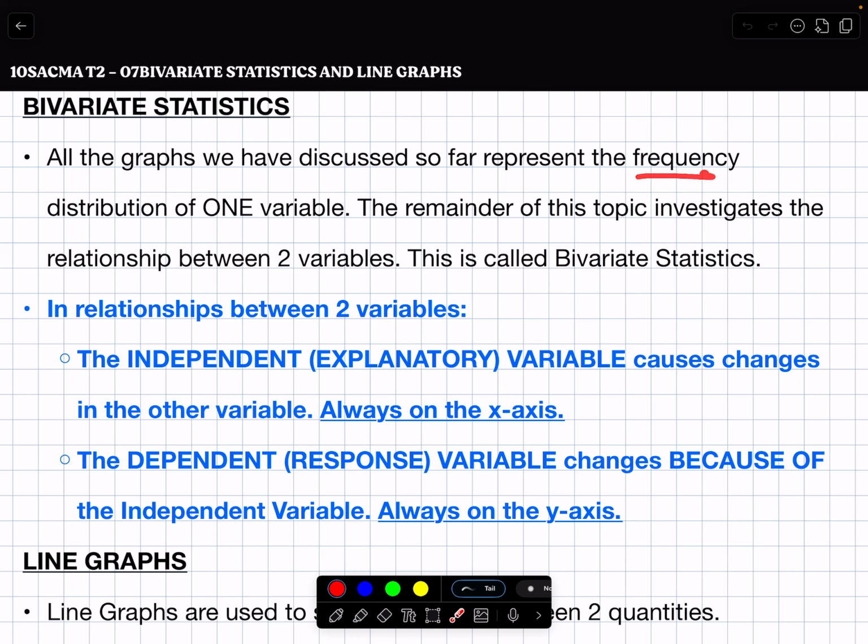So all the graphs we've done in this topic so far have just looked at one variable and worked out how frequent they are. The example that we did in class, we found how many siblings each person had, and then we counted how often that happened in the class.